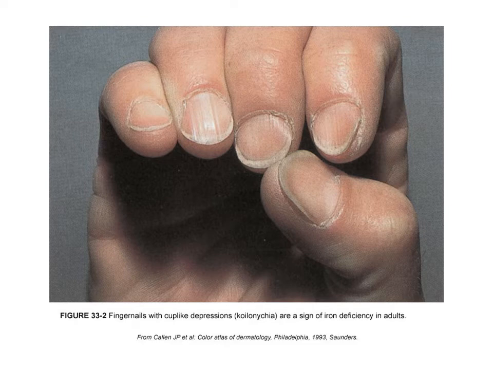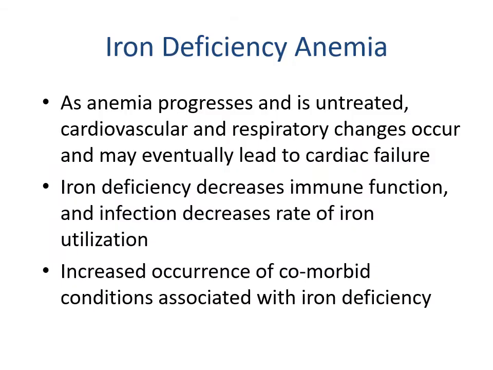Here you can see, especially on the thumb and index finger, instead of becoming convex, the nails become concave and spoon-shaped. As anemia progresses and is untreated, cardiovascular and respiratory changes occur and may eventually lead to cardiac failure. Iron deficiency decreases immune function, and infection decreases the rate of iron utilization. So again, it becomes this circular worsening pattern. Increased occurrence of comorbid conditions are also associated with iron deficiency.